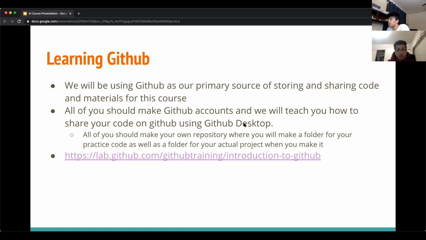You should make GitHub accounts if you don't have them. And we're going to teach you how to share code on GitHub using GitHub Desktop. It's in this video. We'll link this video in the description. It's kind of long, so you probably need to watch it on your own. But it's going to be really important that you know how to use this, because obviously, one, you do want to store all your code on GitHub because you don't want to lose your code. But two, you can share your code, and it shows the work you've done.